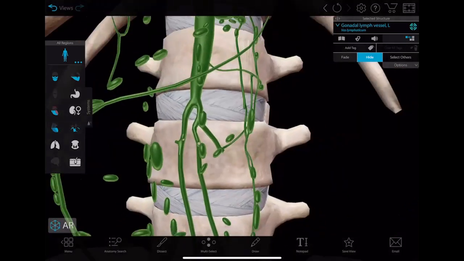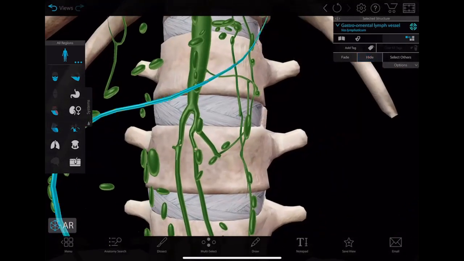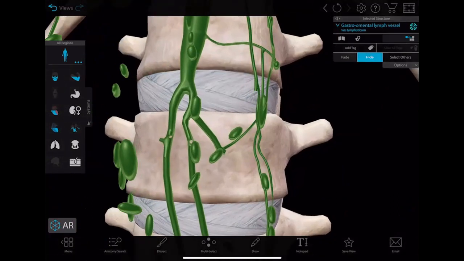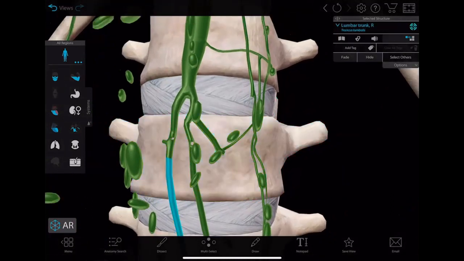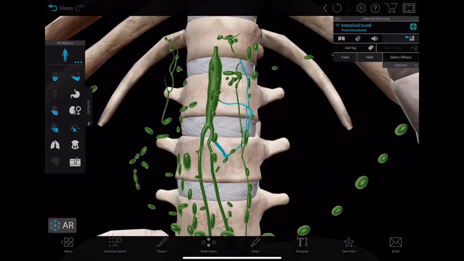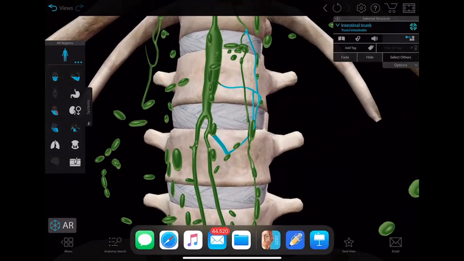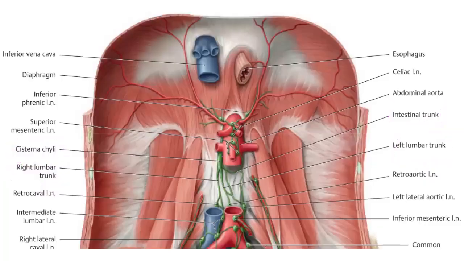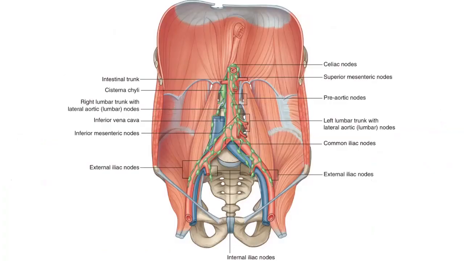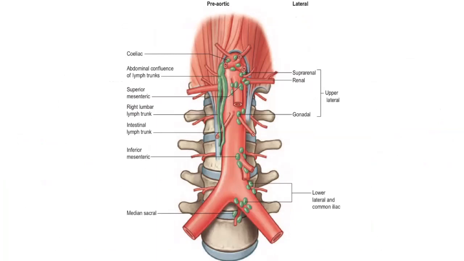So this is the formation of cisterna chyli, right? This one is the right lumbar trunk, left lumbar trunk, and this one is the intestinal trunk. See? See, external iliac, common iliac, and these same structures.